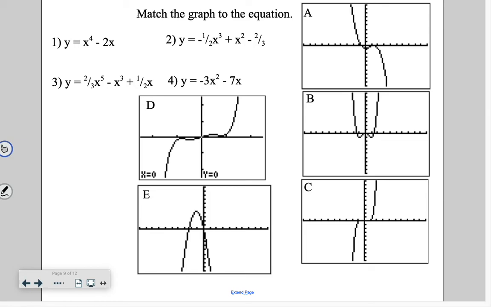B. Why B? Because it's positive. Because that's the right answer. Because it's a 4th degree, so we know it's a W or an M. It's positive, so we know it's opening up. There's B right there. All right. So B is done. Let me get that out of there. All right. How about number 2?